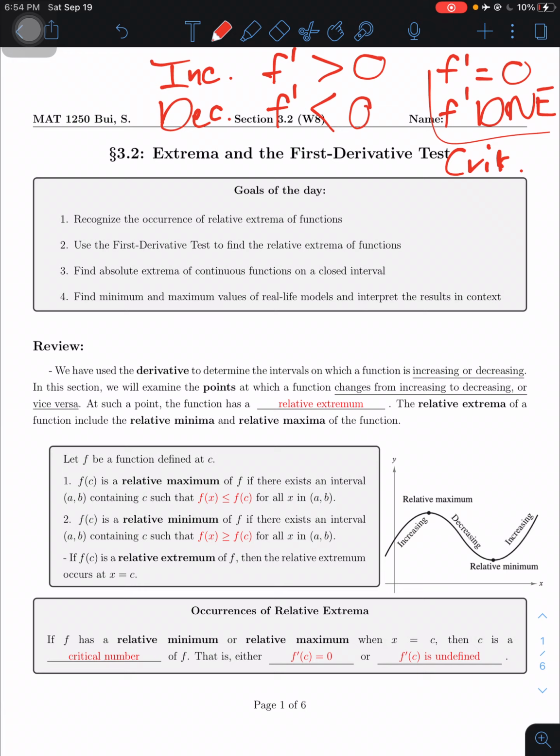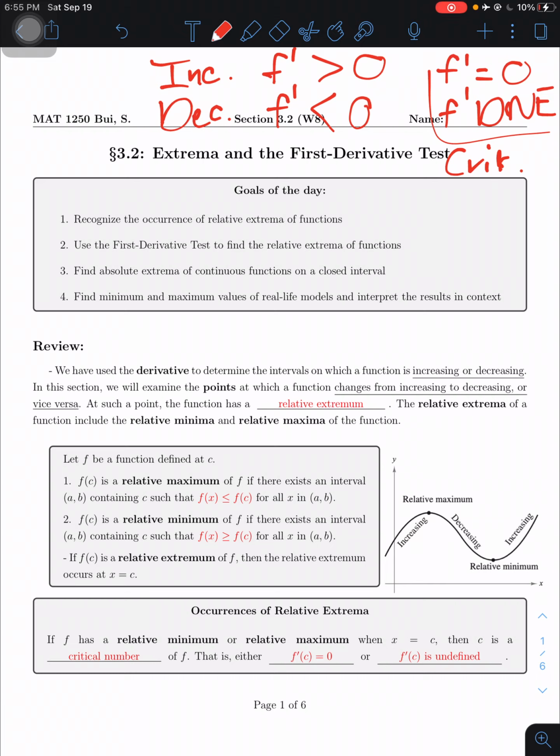Okay? And today, let's talk about extrema and the first derivative test. Alright, so let's review some old concepts before we jump into the content of 3.2. We have used the derivative to determine the intervals on which the function is increasing or decreasing, just like what we learned in 3.1. In this section, we will examine the points at which a function changes from increasing to decreasing or vice versa. At such a point, the function has a relative extremum, so it could be a relative maximum or it could be a relative minimum, okay?